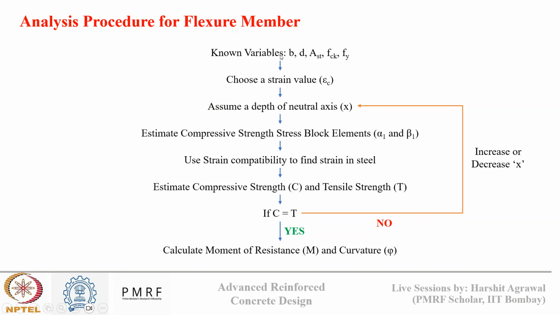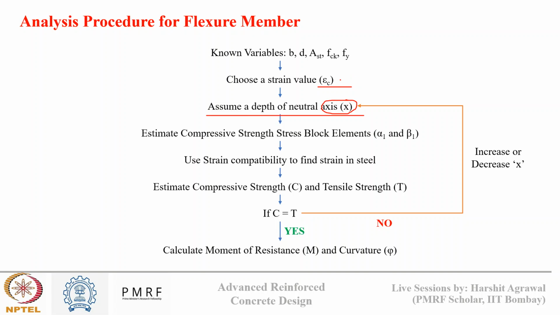Okay, so what we know: the reinforced concrete element, we know the width of the element, we know the effective depth, we know the area of reinforcement that we have provided, we know the strength of concrete and the strength grade of steel. Okay, so we'll choose one particular strain in concrete. We'll choose any value, 0.0015, 0.0025, 0.0035, any value. And using strain compatibility equation, I will get the depth of neutral axis.